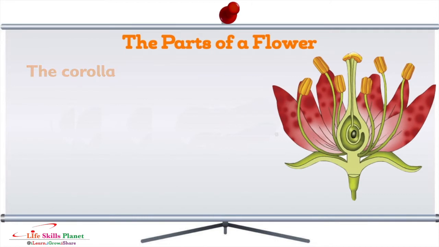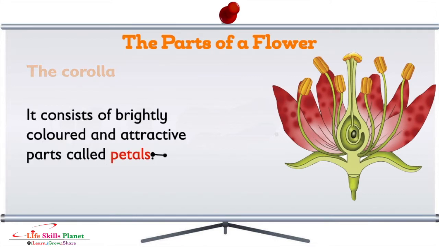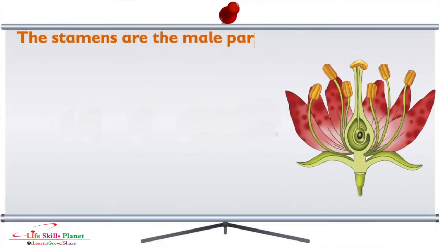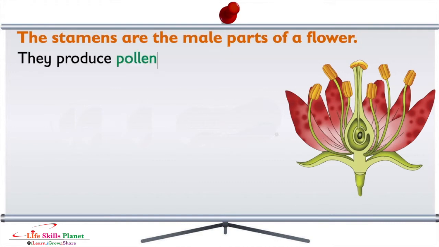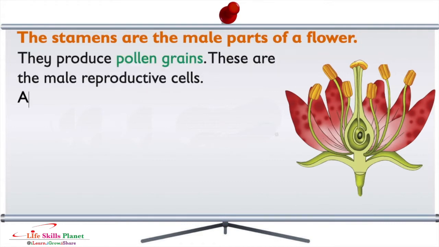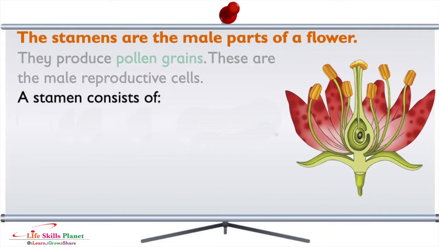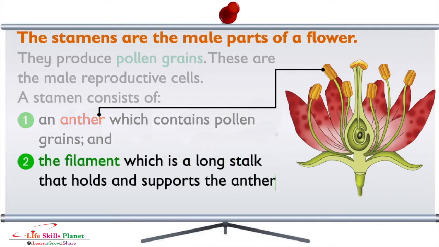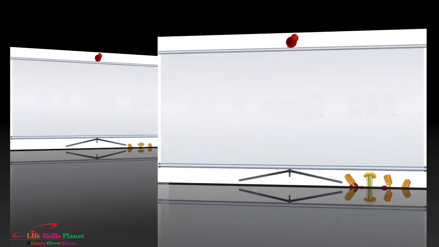The corolla. It consists of brightly colored and attractive parts called petals. The stamens are the male parts of a flower. They produce pollen grains. These are the male reproductive cells. Each stamen consists of the following: 1. The anther, which contains pollen grains, and 2. The filament, which is a long stalk that holds and supports the anther.